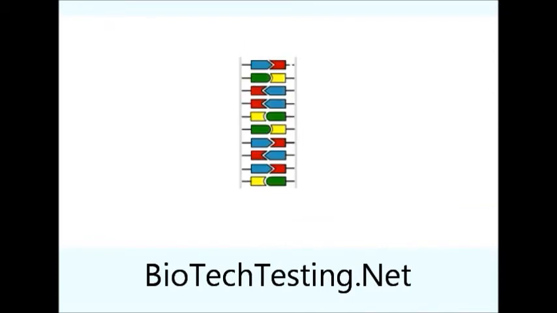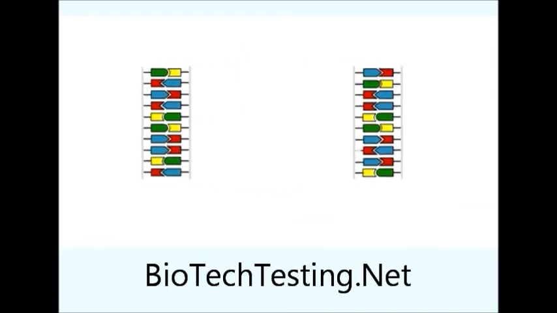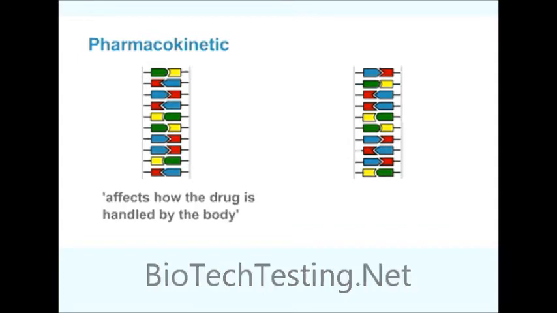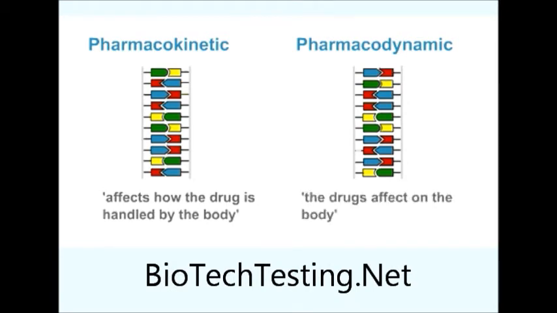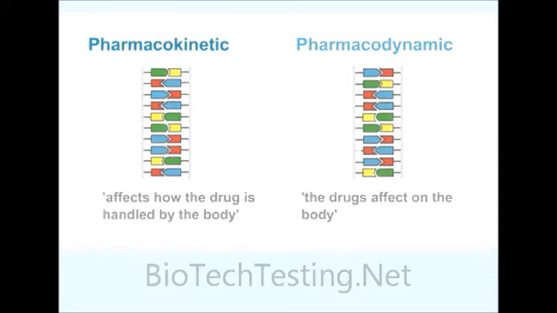There are 2 main groups of genes that are important when studying variation in drug responses. The first are those influencing the pharmacokinetic properties of drugs, such as drug metabolizing enzymes and drug transporters, which affect how the drug is handled by the body. The second is those influencing pharmacodynamic properties of drugs, including drug targets such as enzymes, receptors, and ion channels, and their associated pathways which determine the drug's effect on the body.